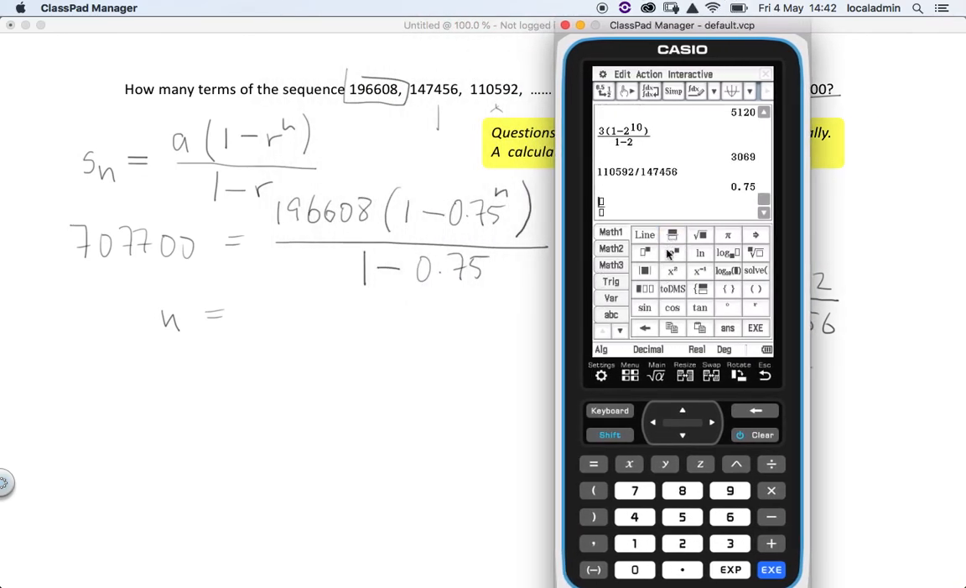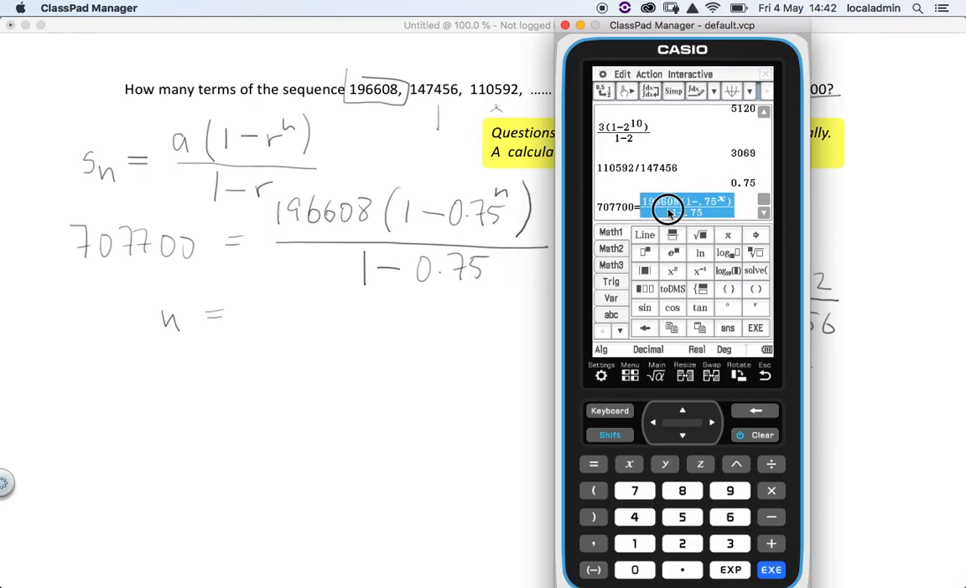So we want to have a, so to the very left of this one, we type in 707700 equals the same as 196608, brackets 1 minus 0.75 to the power of, let's use x in this case instead of an n, because we can, and we divide that by 1 minus 0.75.